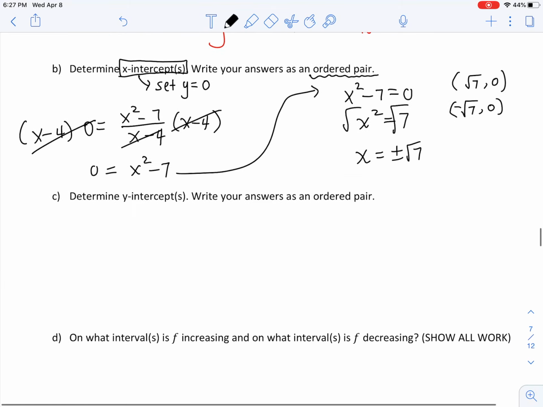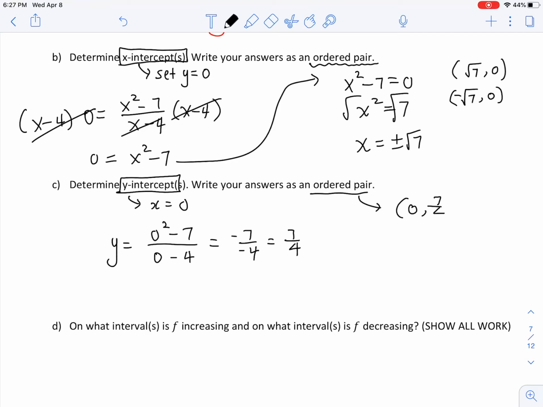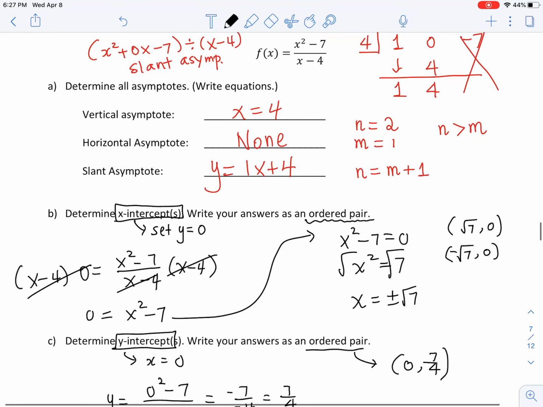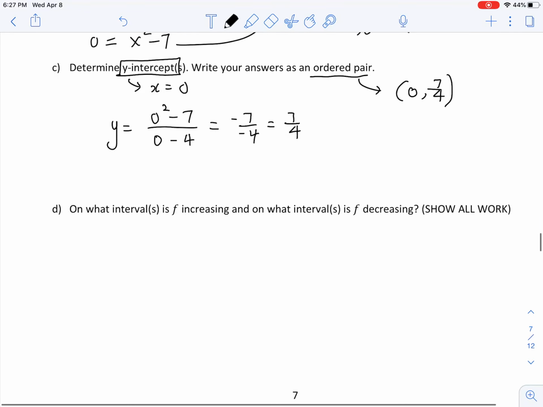The y-intercept is when x is equal to 0. So this time, set y equals 0 squared minus 7 over 0 minus 4. If you simplify this, you get negative 7 over negative 4. So that's going to be 7 over 4. So in ordered pair format, that's going to be 0, 7 over 4. So these are all the points that we can graph. They're not the nicest looking points, but we can still plot them to graph the function later.